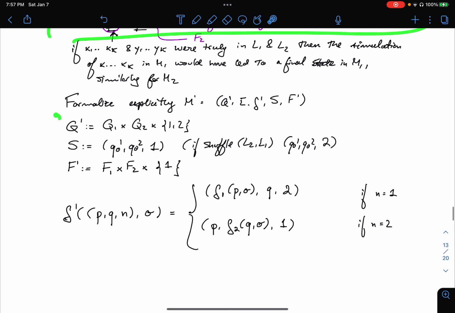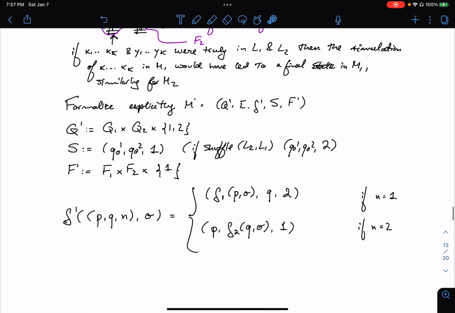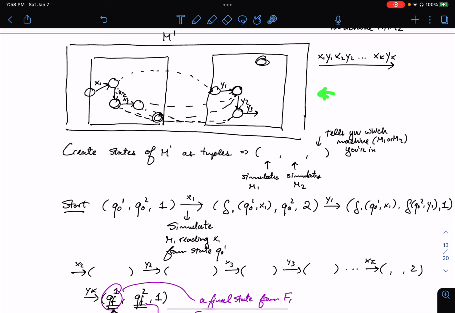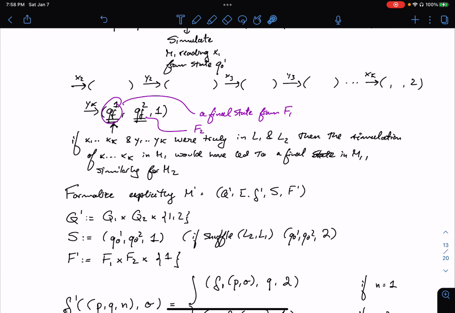So this formalization is the explicit construction of the FA M prime that would accept the language shuffle L1, L2. And so I definitely won't dive into the proof of correctness, but if you can convince yourself looking at this sketch and then looking at this simulation that this is indeed doing what it's supposed to do, then the proof of correctness is more tedious than anything else. Okay? All right, and so this completes the solution to this exercise.